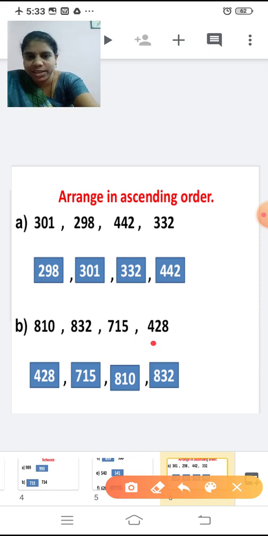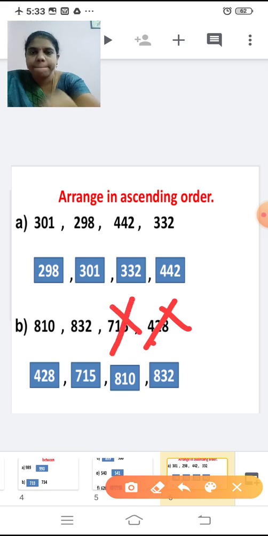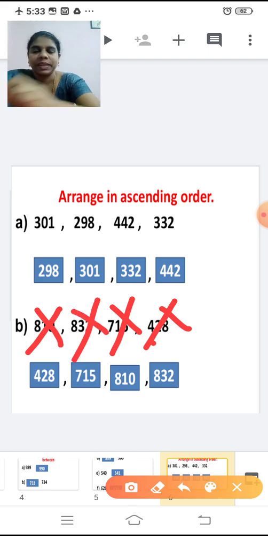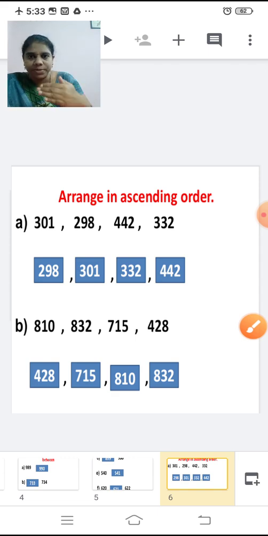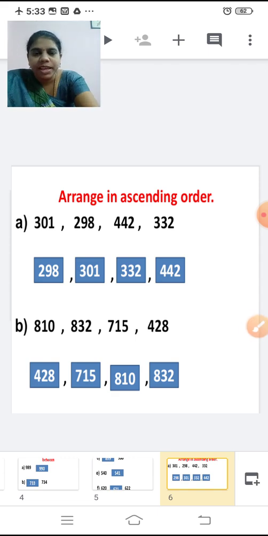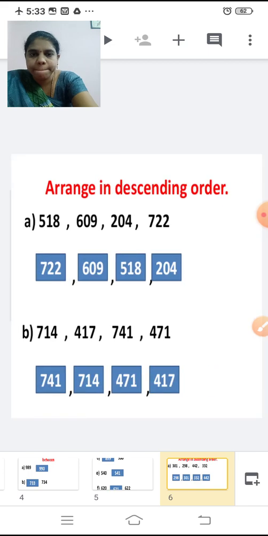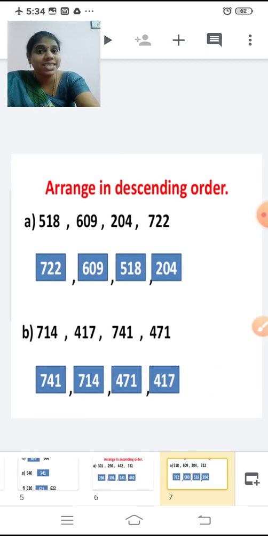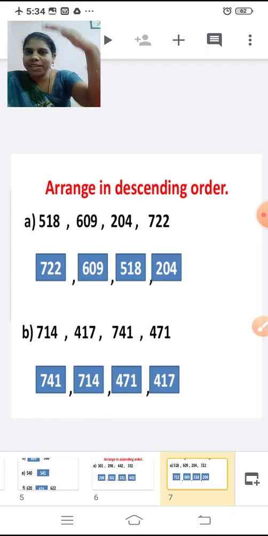And repeat it. 428 is the smallest. Then 715, 810, then at last 832. Clear, children? Ascending order is arranging the numbers from the smallest to the biggest. Now shall we move on to the next one? Arrange in descending order. What do you mean by descending order? Arranging the numbers from biggest to the smallest, from the bigger number to the smaller number.